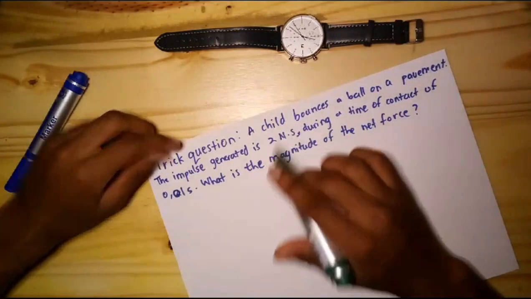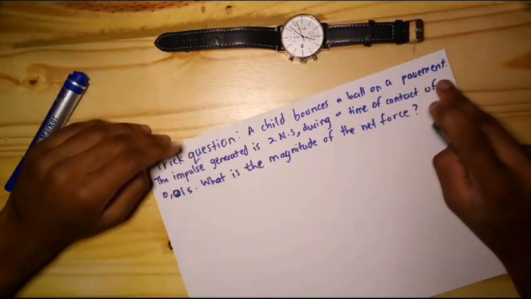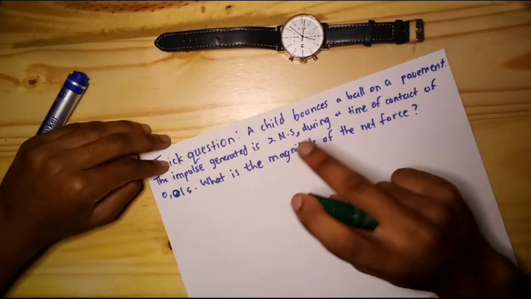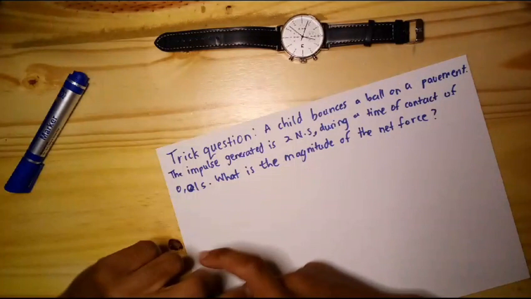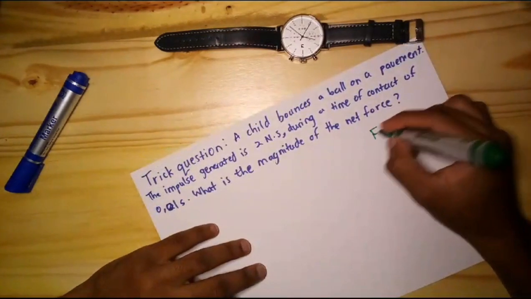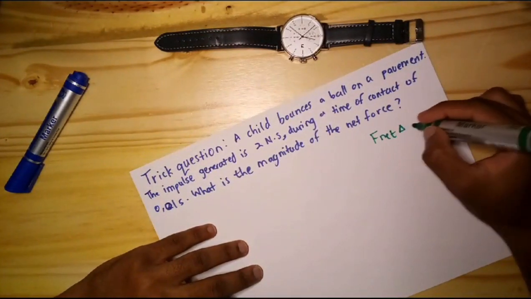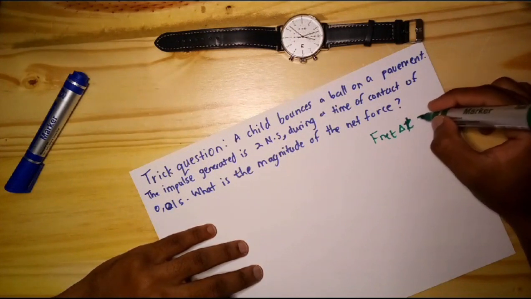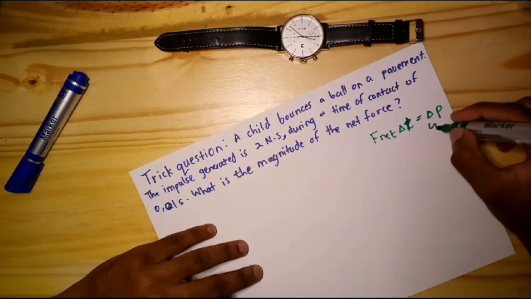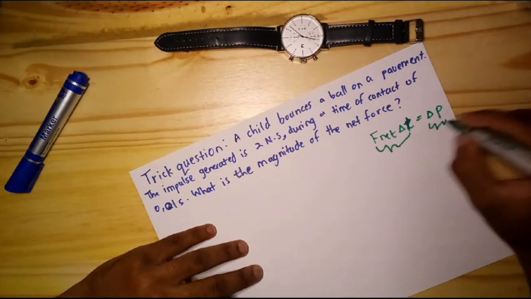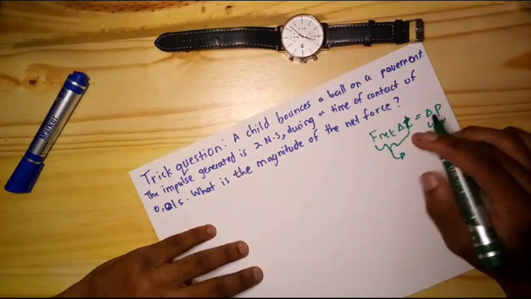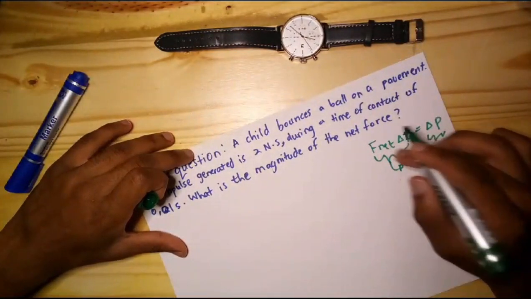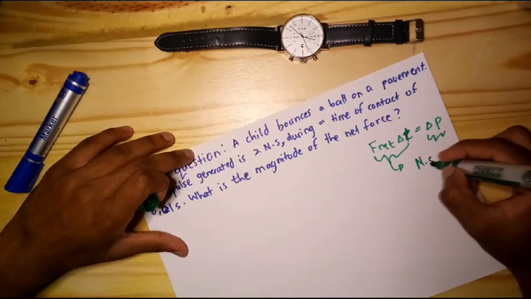So it says that a child bounces a ball on a pavement. The impulse generated is 2 Newton seconds. So what is impulse? Impulse is this particular thing: F net multiplied by change in time is equal to change in P. So either one of these two represents impulse, but selectively we only represent impulse in terms of the units of net force and time.